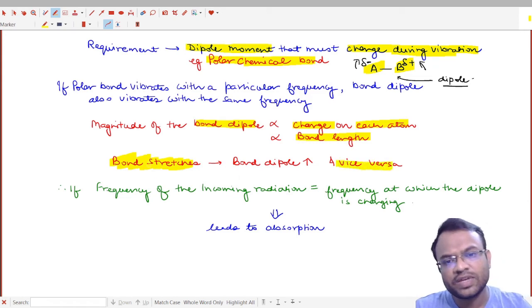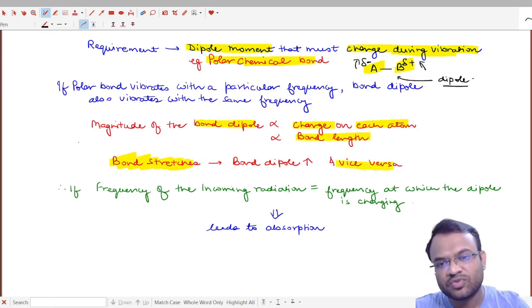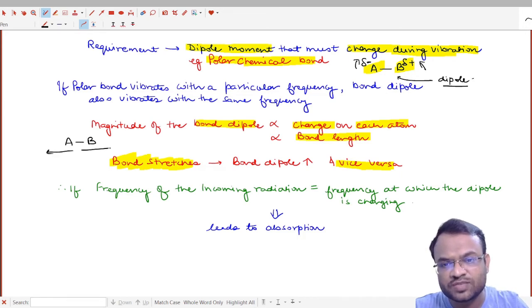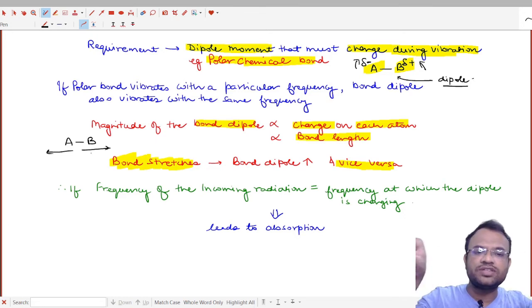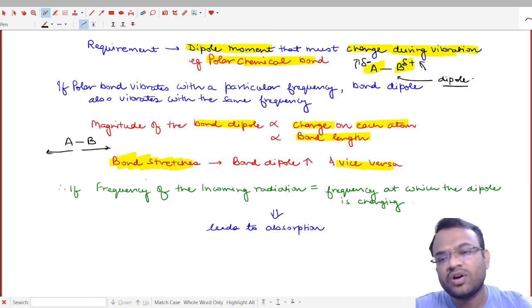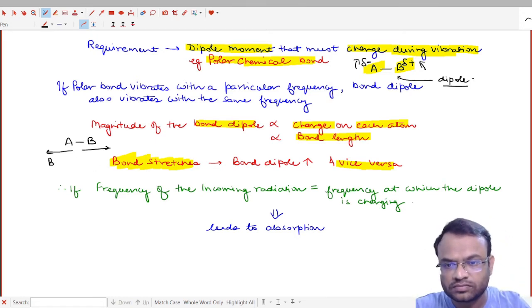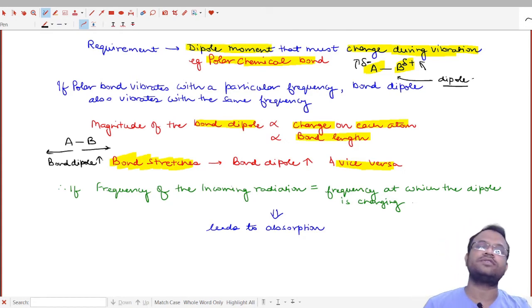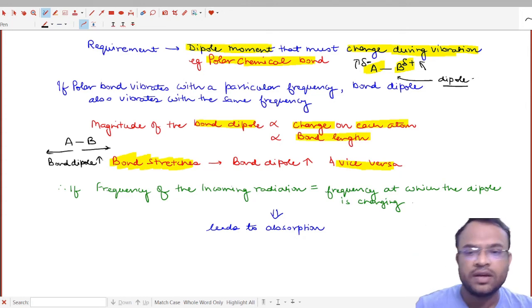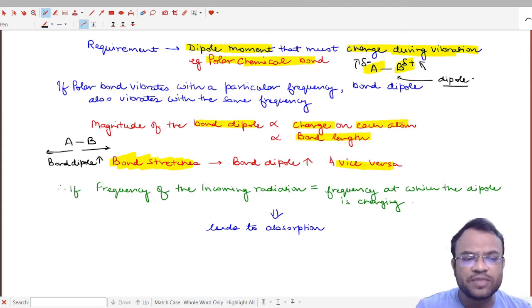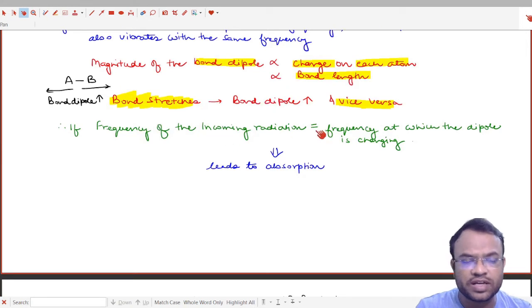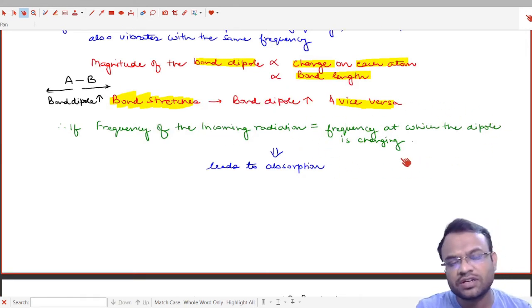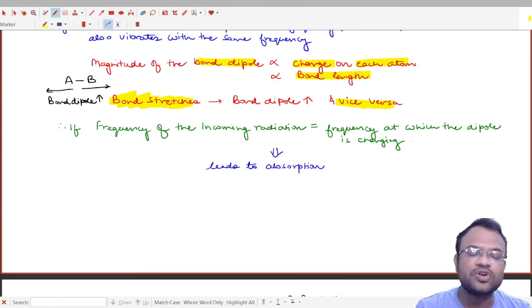Understand this, that when the bond stretches, suppose this was A, B, when the bond stretches, this moves in this direction, this moves in this direction, the bond is stretching, and when it is stretching, the bond dipole increases, the bond dipole would increase. Now if the frequency of the incoming radiation is equal to the frequency at which the dipole is changing, then only the absorption will take place.